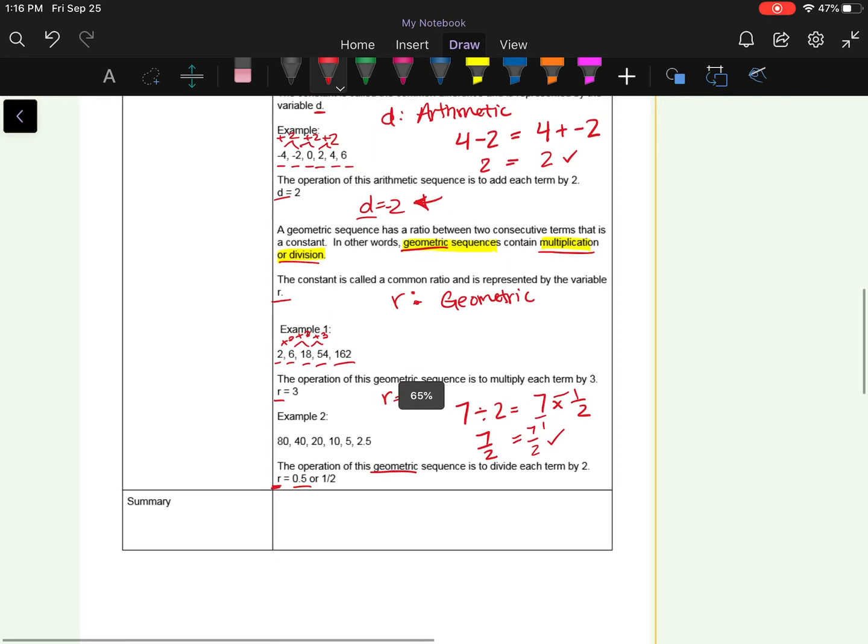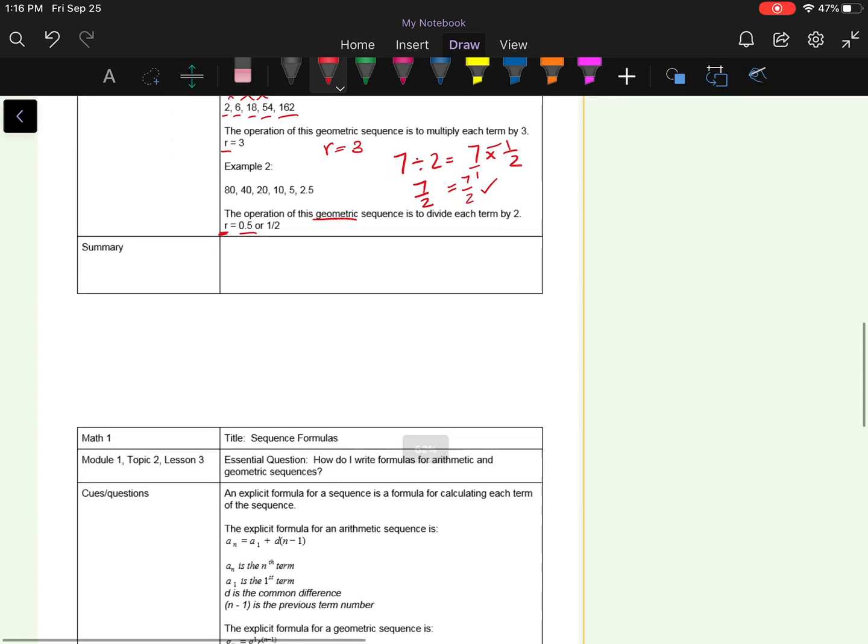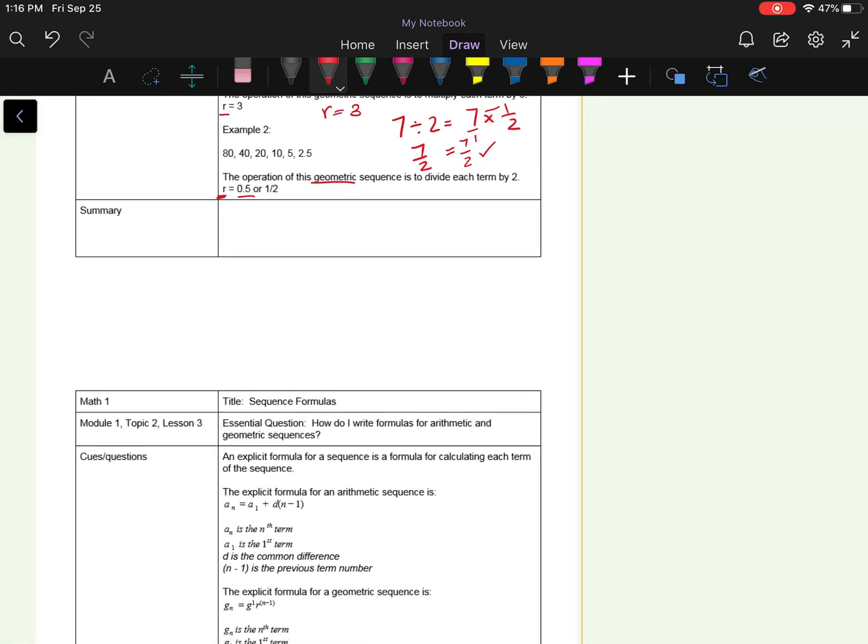So that was what we covered in class this week. Next week, again, we're going to be looking at how to find the formulas for each sequence. So we not only can find the next number or object in the sequence, but we could also determine the 100th item in the sequence. So you have that to look forward to next week.